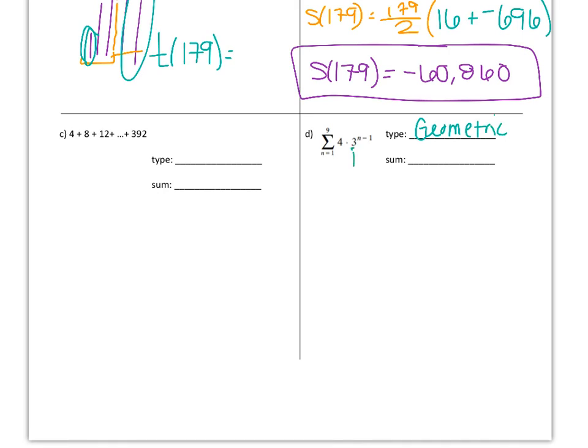So here we see r is 3. And the first term of the series would be 4. So this would be t of 1 or a1. So we'll see a1 in the formula most of the time.